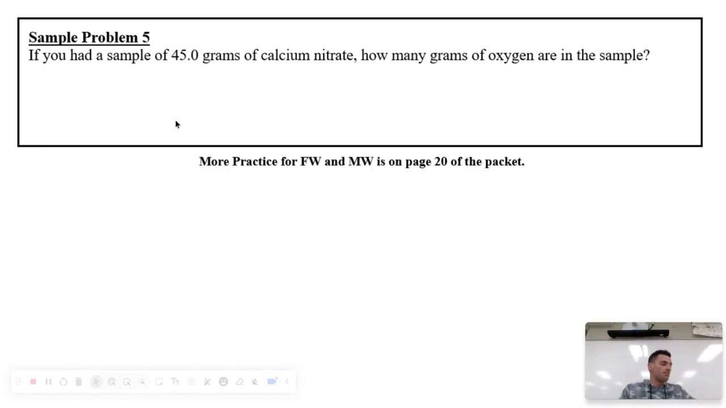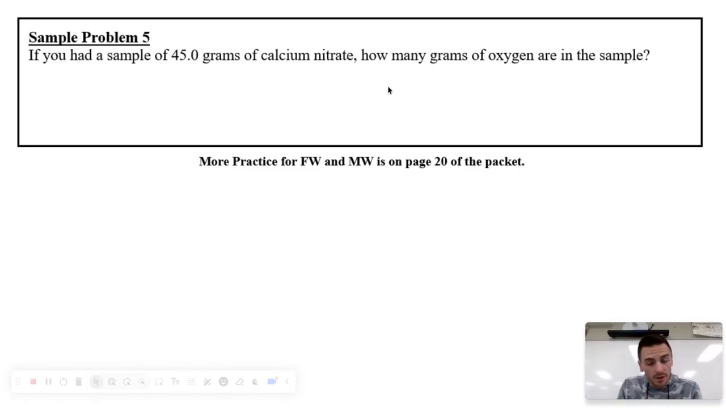If we do sample problem 5, using what we did from the page before, I didn't even set up the work for this, but if we had 45 grams of calcium nitrate and we wanted to know how much oxygen is there, this is the entire opposite process. So now we have the whole thing, and we want to find what part of it is oxygen.